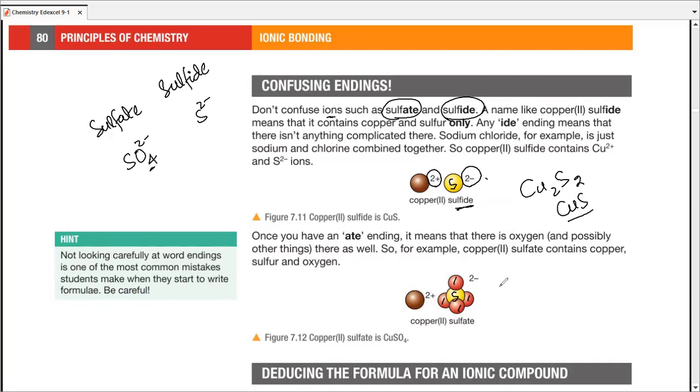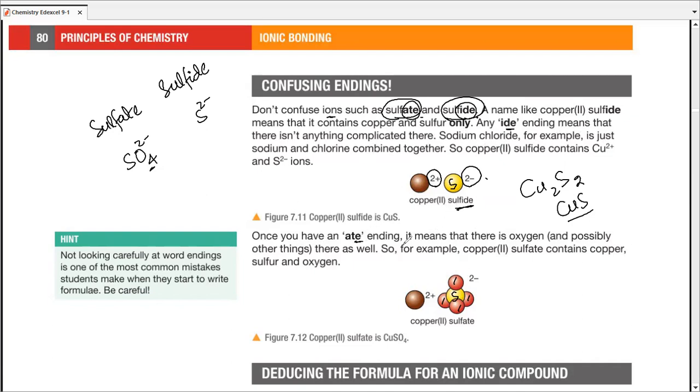All right. So what do we do? There is another way of knowing from the name. Now he has been using some bold letters in there. Take a look. Ate has been bolded. Ide has been bolded. Any ide ending means that there isn't anything complicated or made up of multiple atoms.